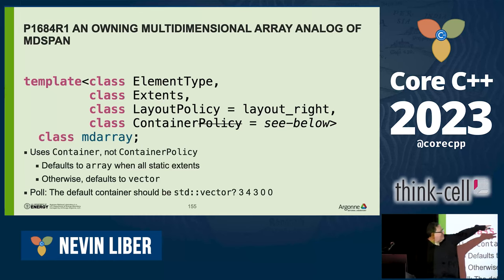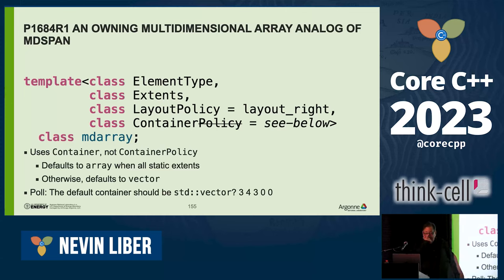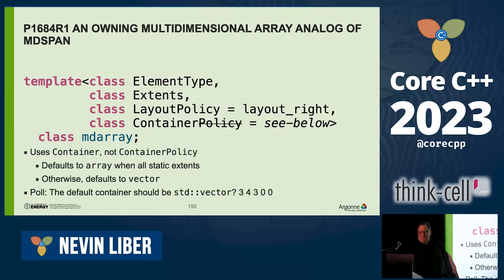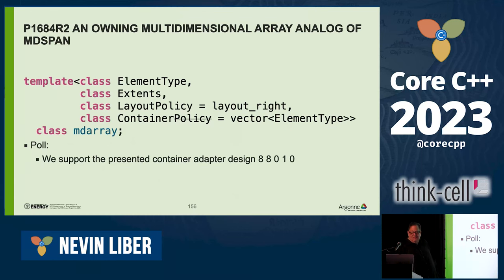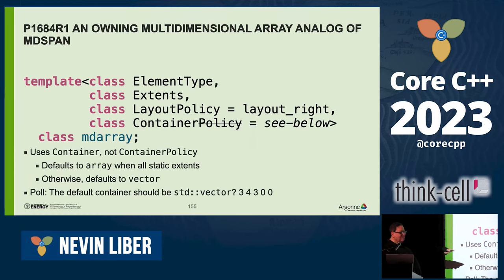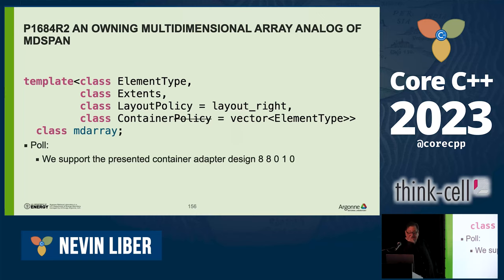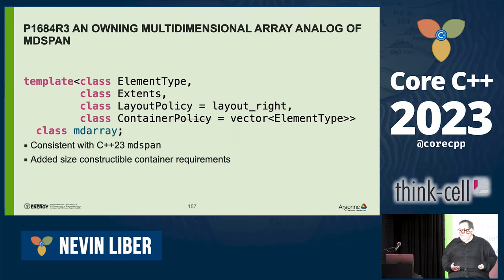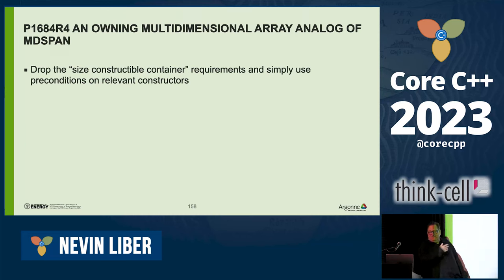So we go, now you should just pass the container you want. If it's all static extents, we can default to arrays, otherwise use a vector. And we just said, I think, that the whole default is just vectors. People like the adapter design. It's more consistent with what MDSPAN ships, and then there's just minor stuff.